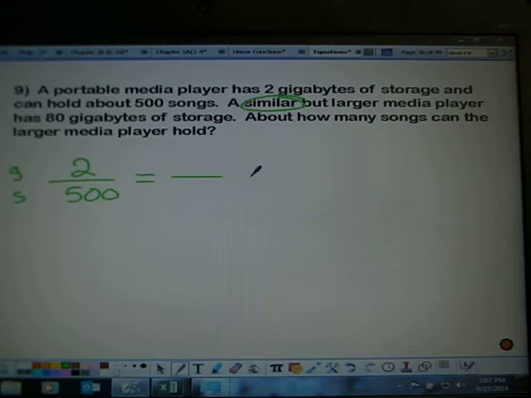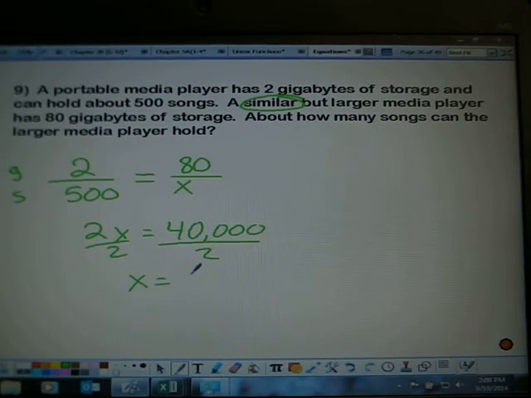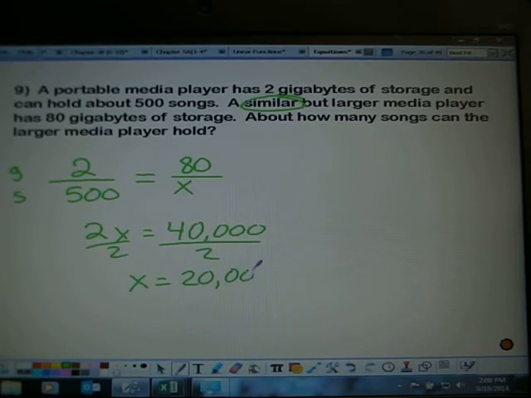And there's another fraction. Now, with the equal sign, if gigabytes is on top here, then gigabytes has to be on top here. Equal sign, they have to be the same spots. So we know it is an 80 gigabyte. That goes there. We're trying to solve for finding out how many songs there are. Now we're going to cross multiply. 2x equals 40,000. Divide by 2. And that means that larger one can hold about 20,000 songs.